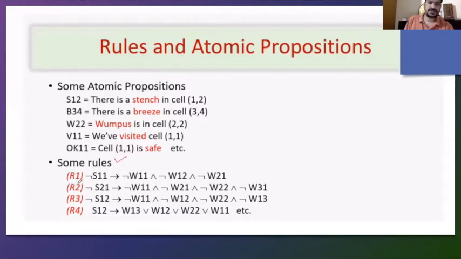So the first rule is about S11. What is S11? We know it is stench. Negation of S11 means that in cell 1,1 there is no stench. If there is no stench, what is the conclusion? The conclusion is that in its adjacent blocks there is no Wumpus, right? So there is no Wumpus in 1-1, there is no Wumpus in 1-2, and there is no Wumpus in 2-1.